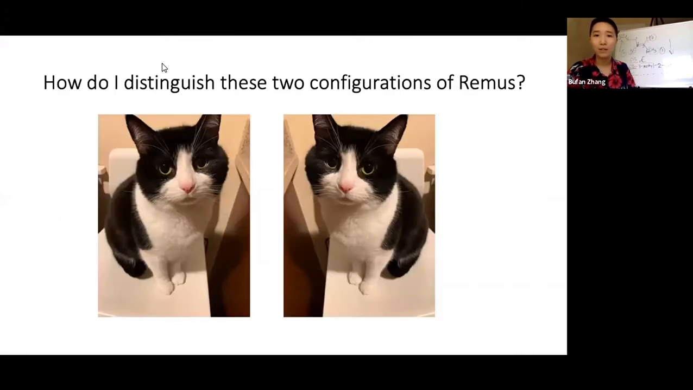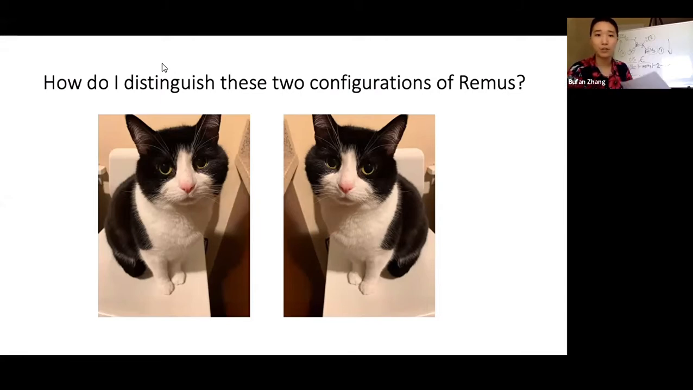So here are two pictures of my cat. They're identical. They're mirror images of each other. My cat's name is Remus. But how do I distinguish between those two pictures, right? One of them, we have him facing the right. In the other picture, we have him facing the left.